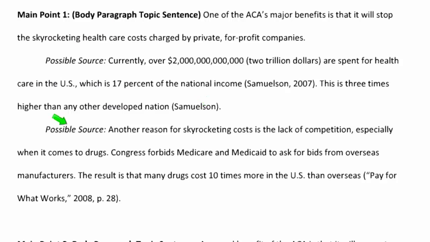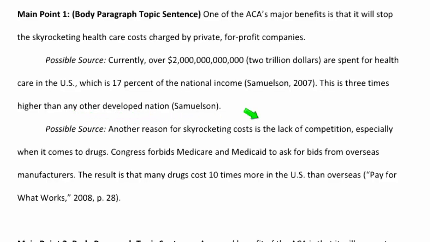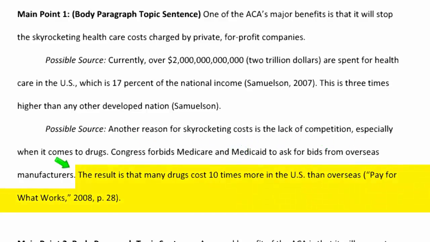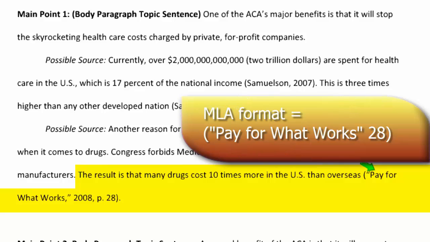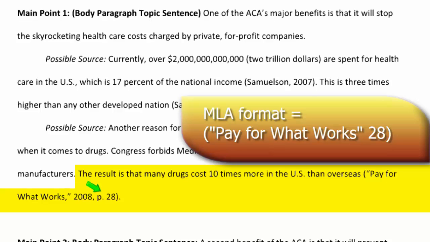We can also support this main point with another source. Another reason for skyrocketing costs is the lack of competition, especially when it comes to drugs. Congress forbids Medicare and Medicaid to ask for bids from overseas manufacturers. Now here comes the material from the source. The result is that many drugs cost 10 times more in the U.S. than overseas. Where did that information in that sentence come from? It came from an article entitled Pay for What Works, year of publication, page number in the source.